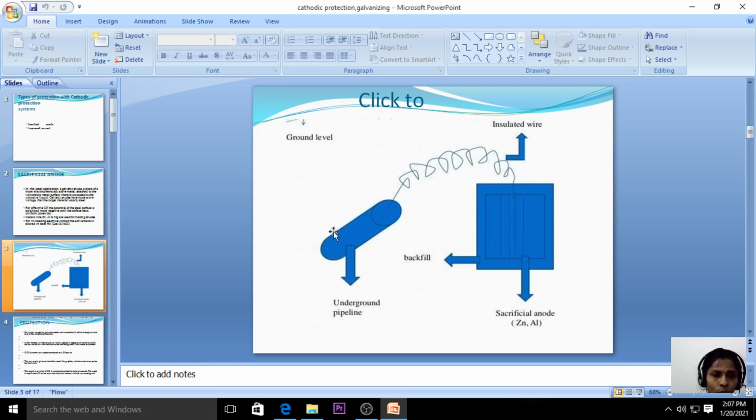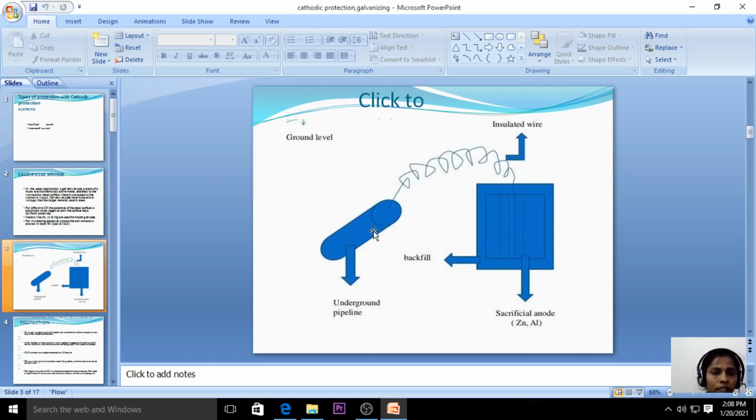We know underground pipelines are made of iron or steel. This is going to be protected by connecting it with a sacrificial anode. Here the sacrificial anode is a highly active metal, connected with the help of wires. So this is the wire. When these two metals are exposed to the environment, you know the bimetallic corrosion. In bimetallic corrosion, when two dissimilar metals are exposed to the environment, the metal which is highly active undergoes corrosion, and the metal which is less active is protected from corrosion.